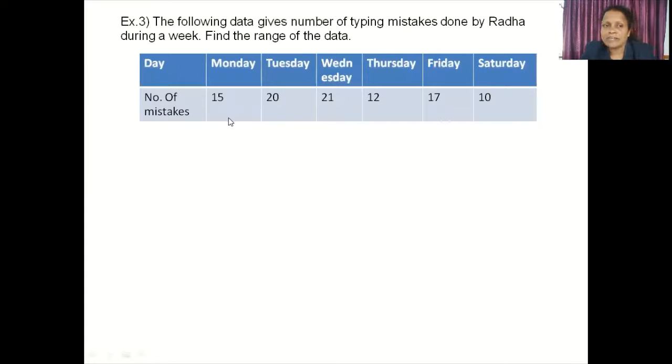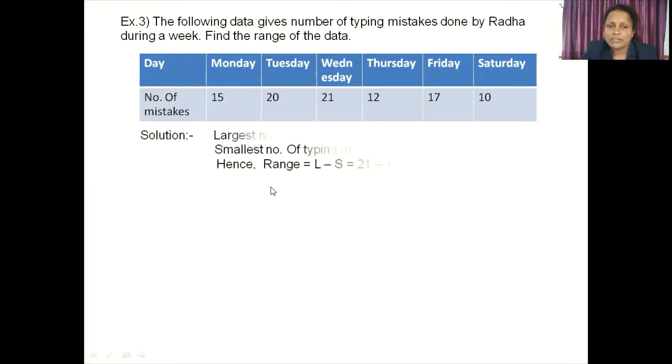Typing mistakes done by Radha during a week. So here our observation starts from 15, 20, 21, 12, 17 and 10. So here again the formula is same because we have only observation. So we find largest value and smallest value. Largest value is 21 and smallest value is 10. So range becomes 21 minus 10, that is 11. So we have to take only difference with their observations.